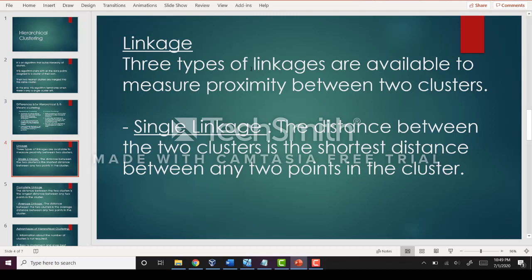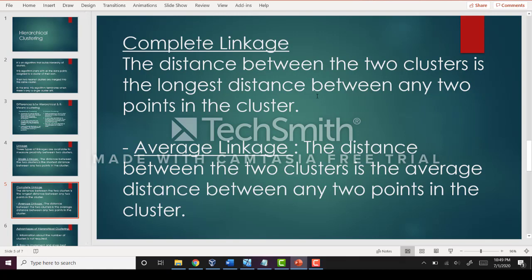Now, linkage. There are three types of linkages available to measure the proximity between two clusters. First is the single linkage. It is the distance between the two clusters, that is, the shortest distance between any two points in the clusters. Then the complete linkage, where the distance between the two clusters is the longest distance between any two points in the clusters. And then in the average linkage, the distance between the two clusters is the average distance between any two points in the clusters.